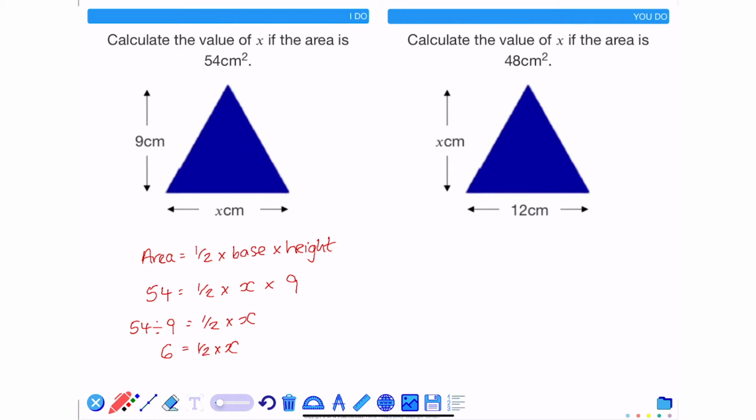The opposite of times by a half is to times by 2. So multiplying both sides by 2, x will equal 12. And because it's a dimension, centimeters.